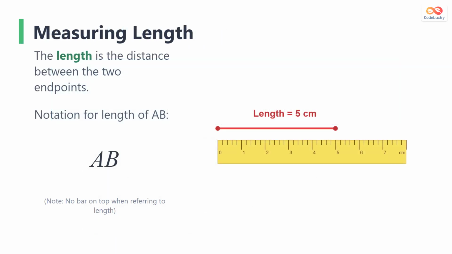Because a segment has endpoints, we can measure the distance between them. This distance is called the length. When we write about the length of a segment, like segment AB, we just write the letters A and B without any bar on top. If we measure it and it is 5 centimeters, we say the length of AB is 5 centimeters.